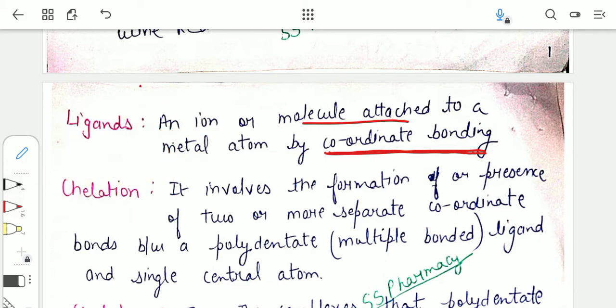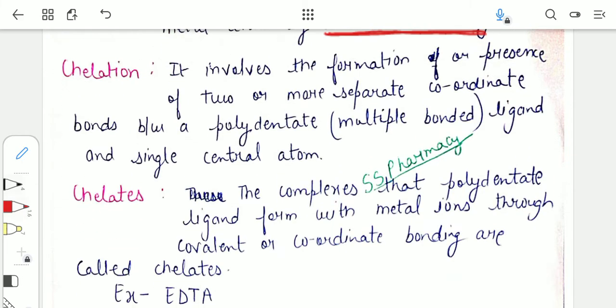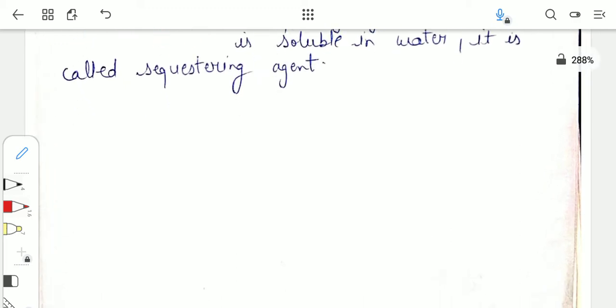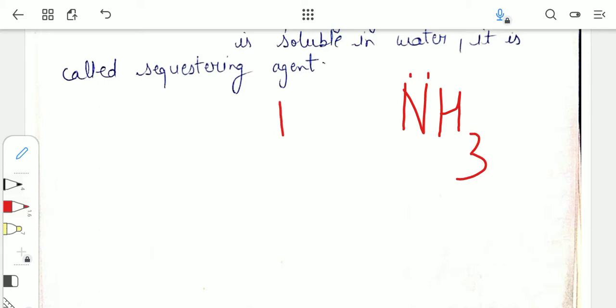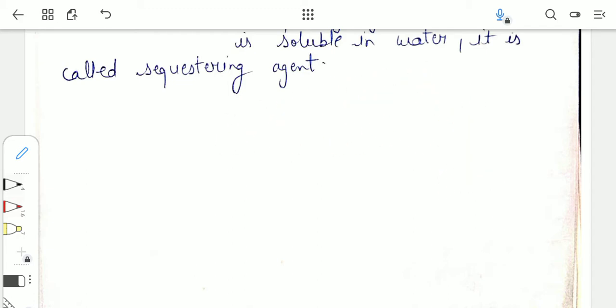Now the next term is chelation. Okay, so for understanding chelation we need to understand what polydentate ligands are. Just now we talked about the ammonia molecule, which is a ligand. It has one site of attachment with the metal ion, so we say that this is a monodentate ligand. Whenever there is any kind of ligand in which the sites of attachment are two or more, we say that ligand is a polydentate ligand.